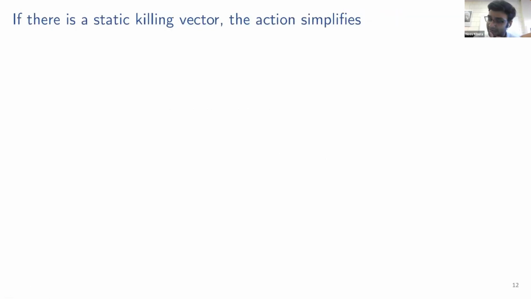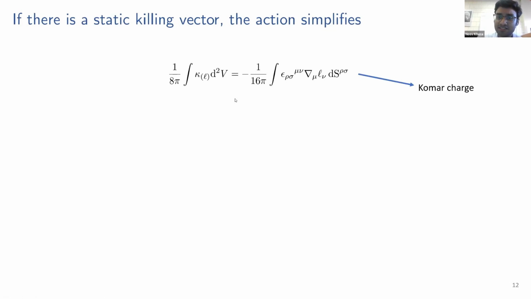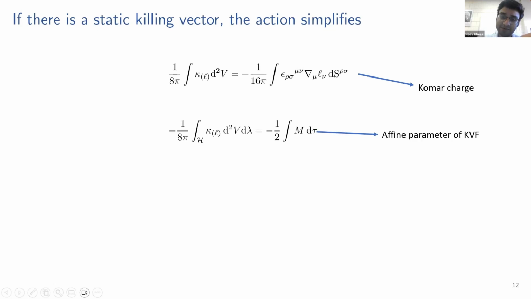Now there's something really magical that happens. If you assume that there is a static Killing vector, right? So for example, a Schwarzschild or a perturbed Schwarzschild black hole, such that there is still a static Killing vector. So there's still a time symmetry, right? But it's not necessarily spherically symmetric or anything like that. So there might be some other body perturbing the space-time and so on. Well, if you assume something like that, then this particular integral of the surface gravity, you can show that this is actually just the Komar charge associated with that time translation, and therefore this integral on the horizon becomes minus half times the integral of the mass. Right, so this mass is the Komar charge, and this d tau is the affine parameter of my Killing vector field.